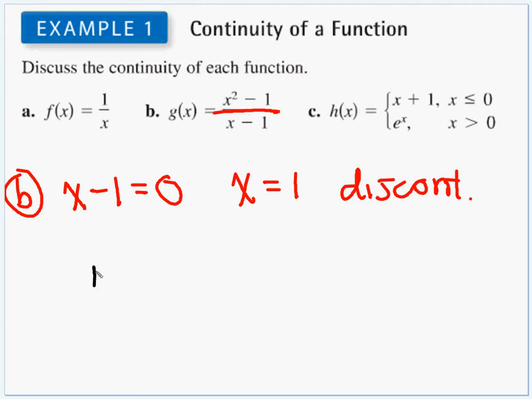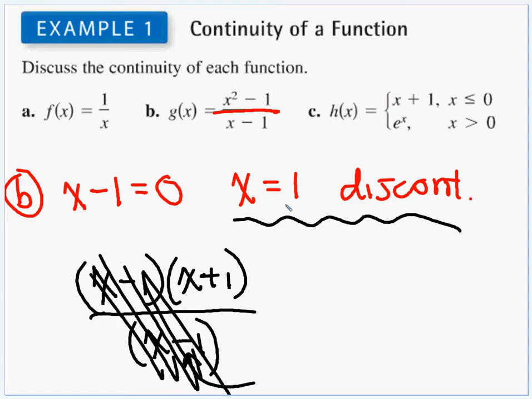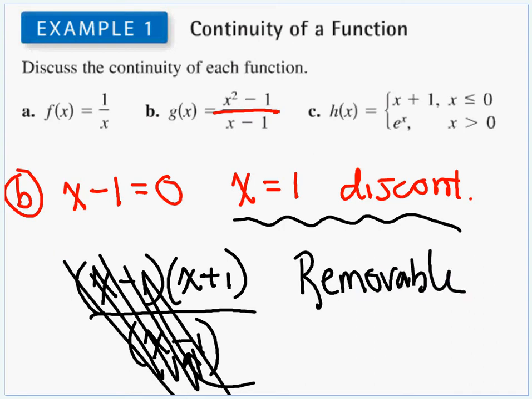Look at the numerator, x squared minus 1. We could factor that into x plus 1 times x minus 1. x minus 1 is our denominator. Again, if we set our denominator equal to 0, we found this discontinuity. But when we factor and cancel, we figured out that this discontinuity is removable. When we factored and canceled, we paved over the pothole.